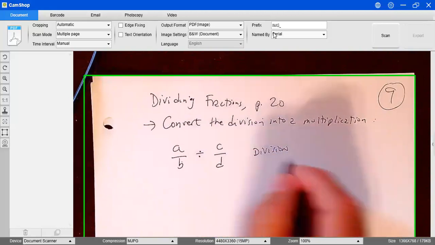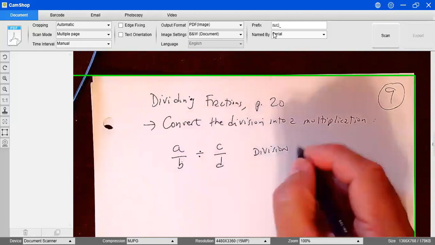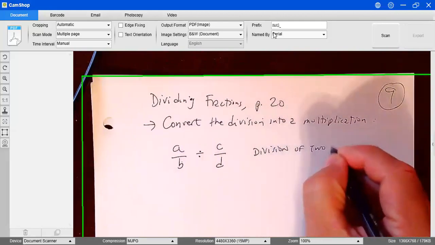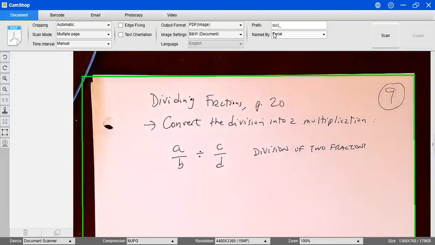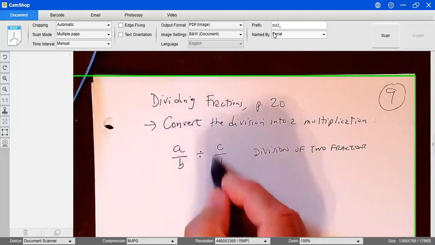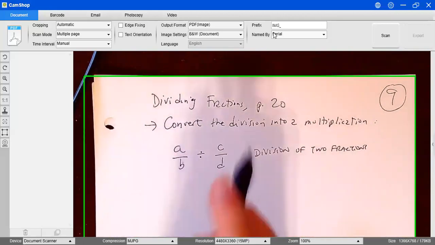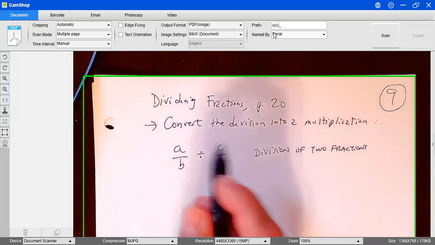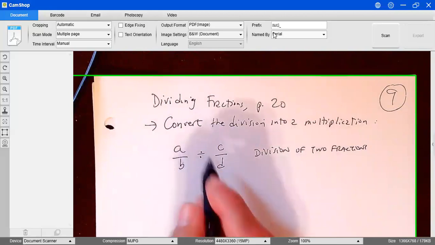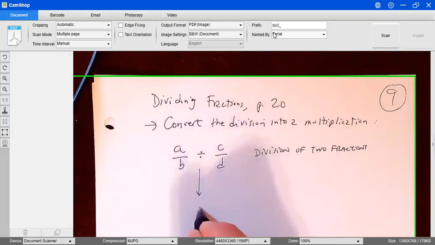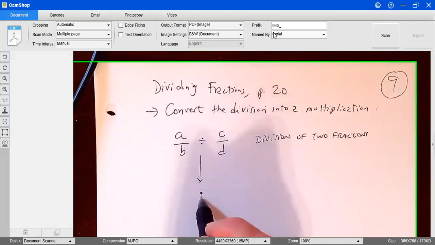So this is a division. We need to convert this division. The division is indicated by these symbols. This is a division of two fractions. Because in reality there is more than one division. This is a division, this is another division, and this divided by this is another division. There are three divisions here, but when I say division of two fractions, I'm talking about this symbol here. So we're gonna convert this symbol into a multiplication symbol. So the division turns into multiplication.